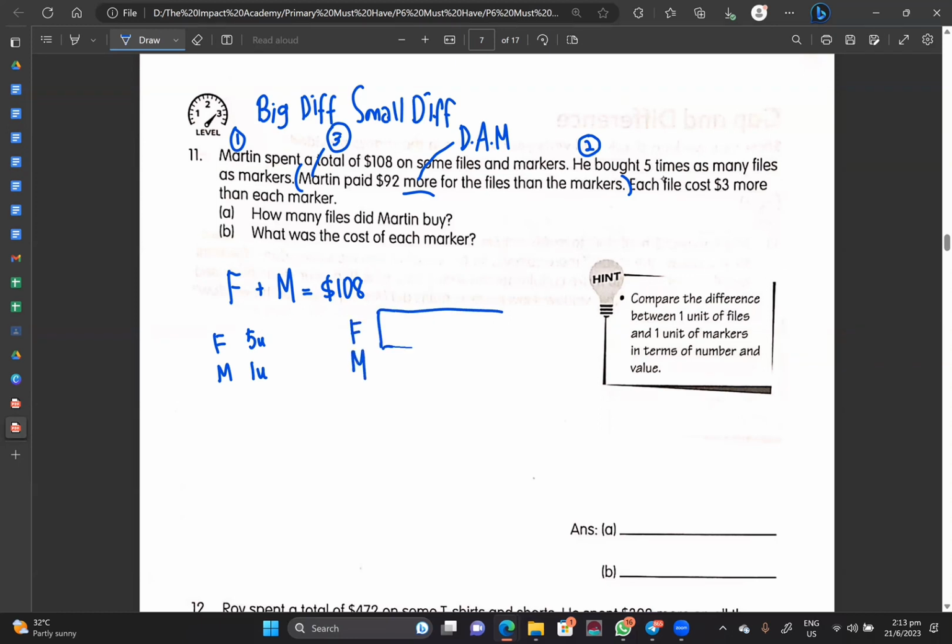I'm going to show that files is this much, because he paid $92 more for files, right? So we can show that this part over here is $92. I know my total is $108, okay? I do not know specifically how many files or how many markers, but I know one thing for sure: whatever is from here all the way to here is how many units? 5 units. Agree? Because he bought what? 5 times as many files.